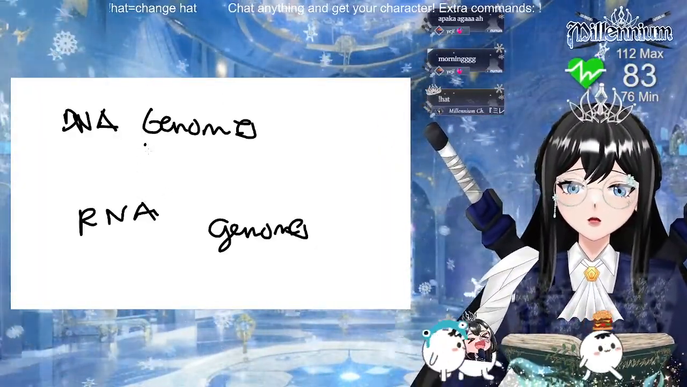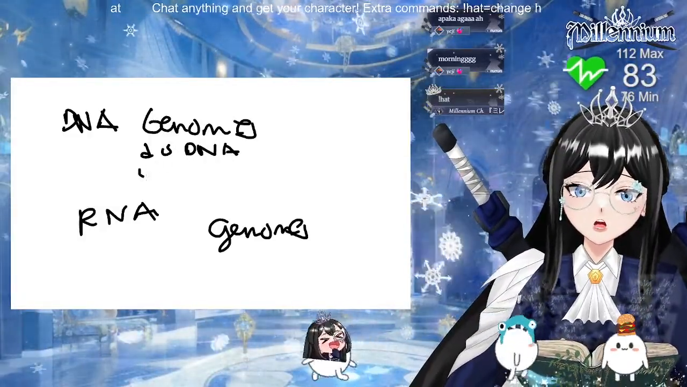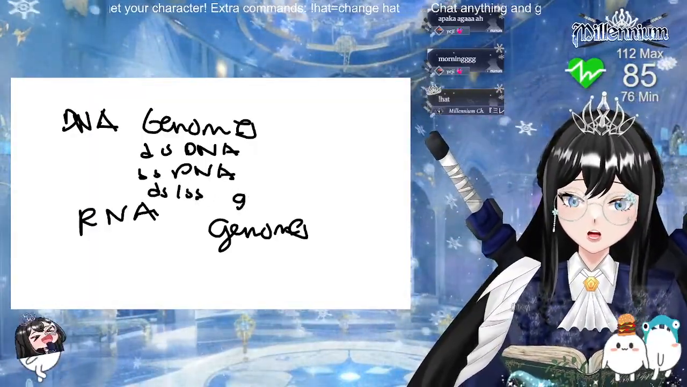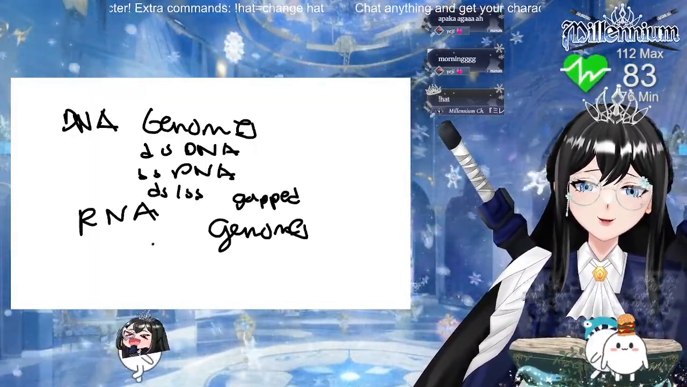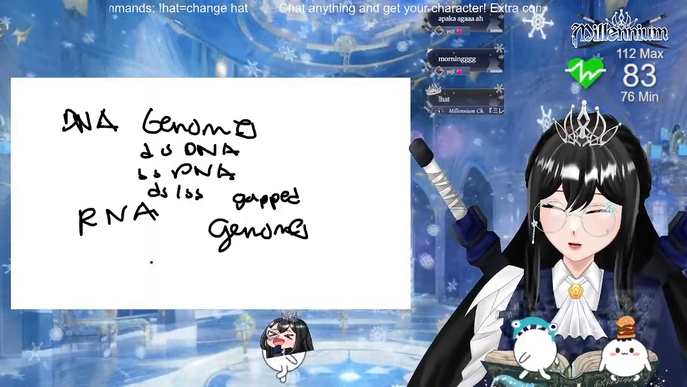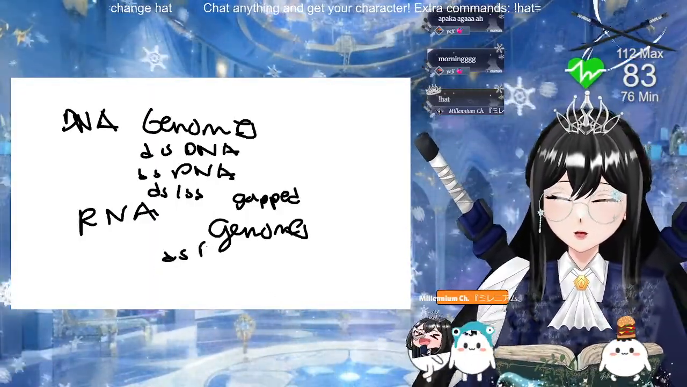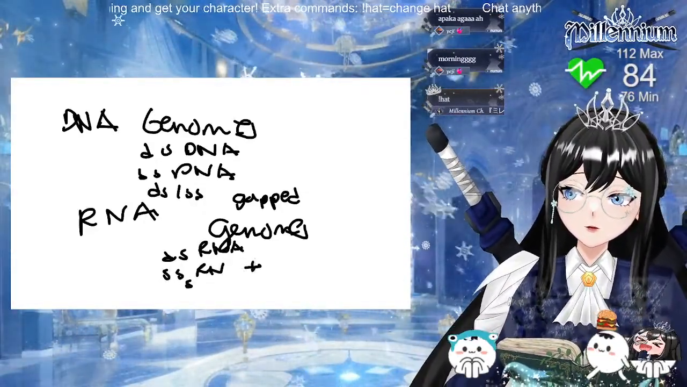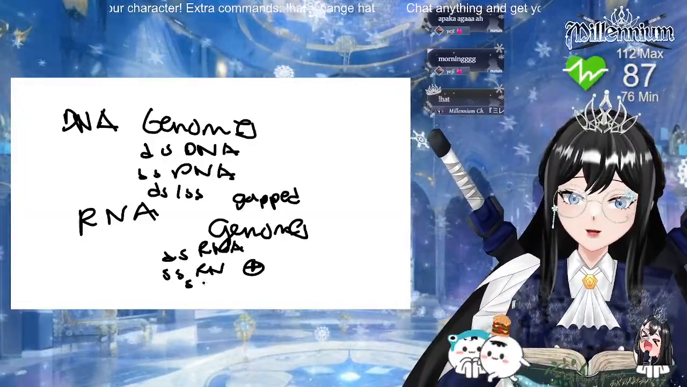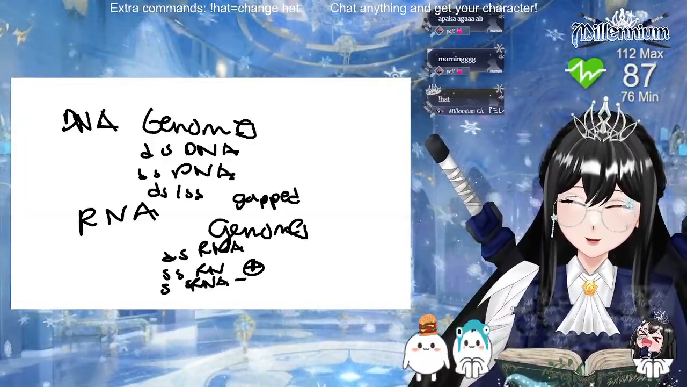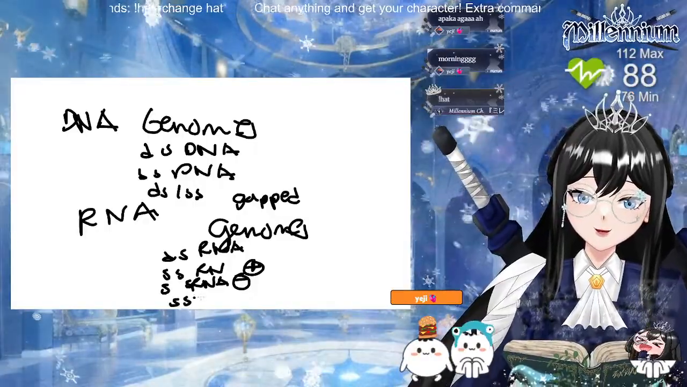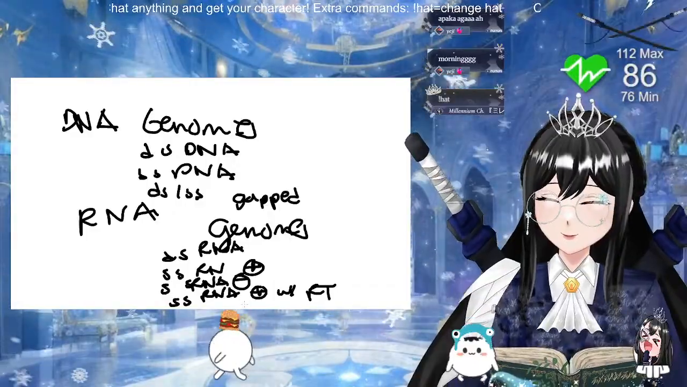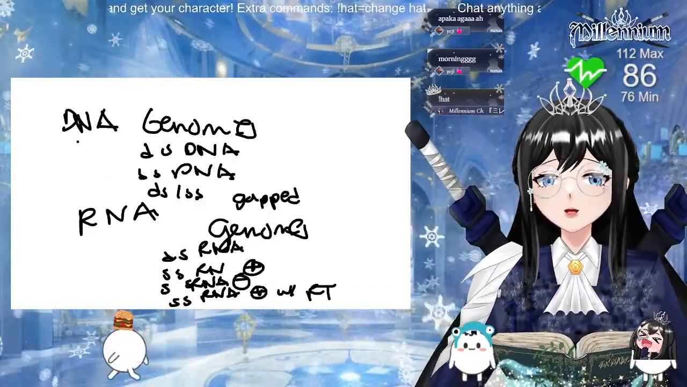You have here dsDNA, ssDNA, and then ds/ss gapped DNA. The DS I remember is Nintendo DS. And then RNA would be dsRNA, ssRNA positive, then you have ssRNA negative, and then you have ssRNA positive with reverse transcriptase. That's a lot.